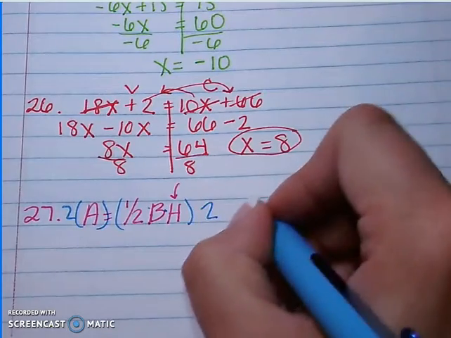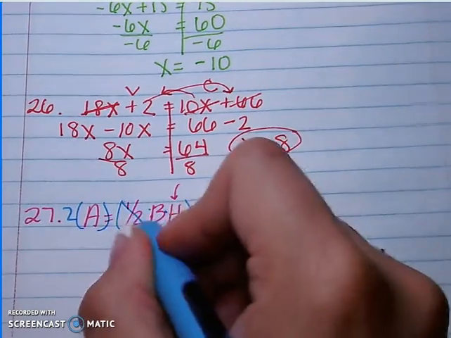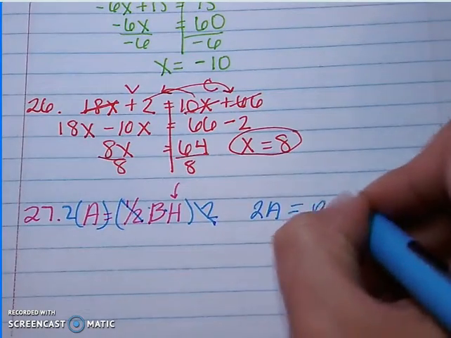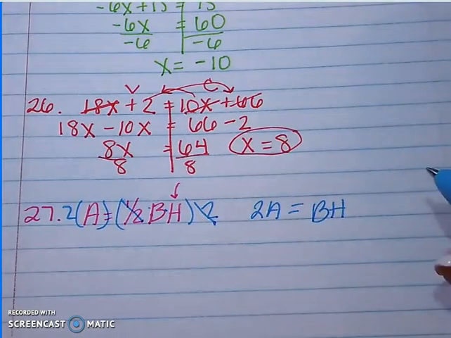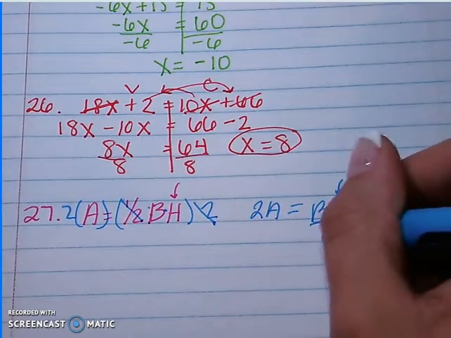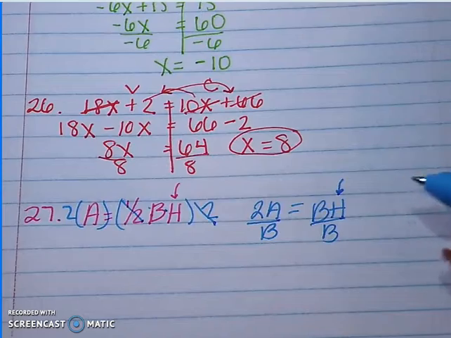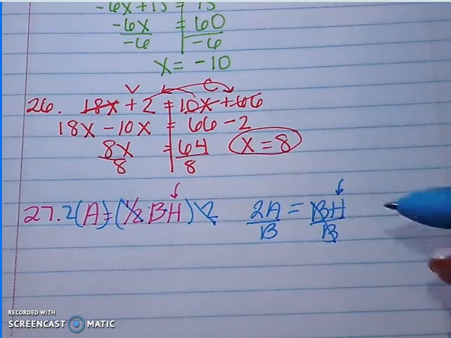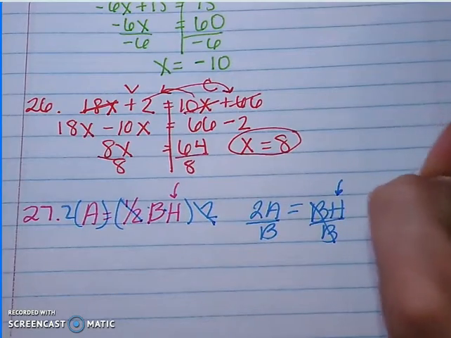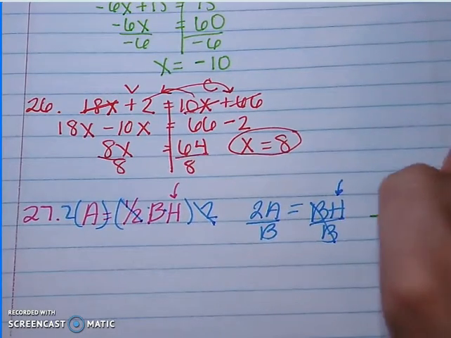So I'm left with 2a, and that part canceled, equals bh. If I'm solving for h, the only thing left with it is b. Divide by b. And now h is alone. And I would just rewrite it to make it look better. 2a over b equals h.